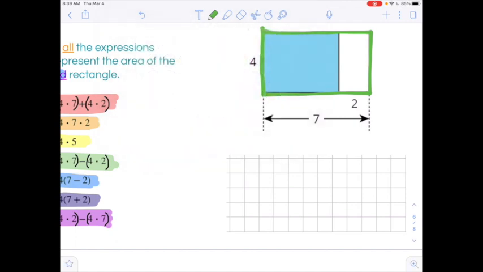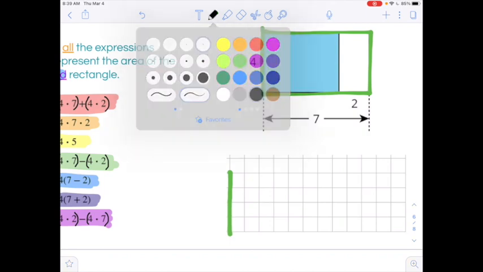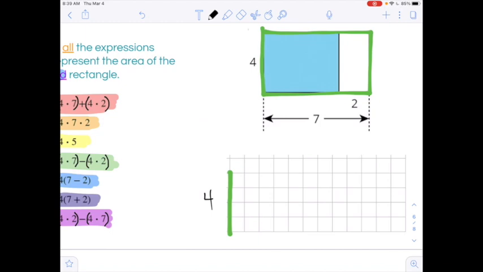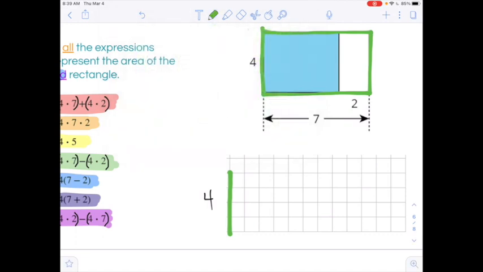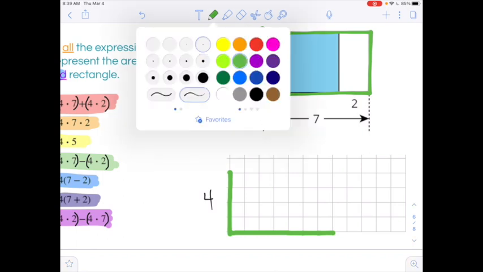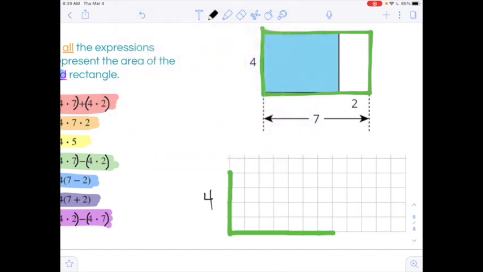So I can see that it's 4 tall, so I'm going to make it 4 tall and write a 4 on the side. I can see that it's 7 long, so I'm going to make it 7 long. Whoops, wrong color. 1, 2, 3, 4, 5, 6, 7. I'm going to make it 7 long. All right, so that's from here to here is 7.